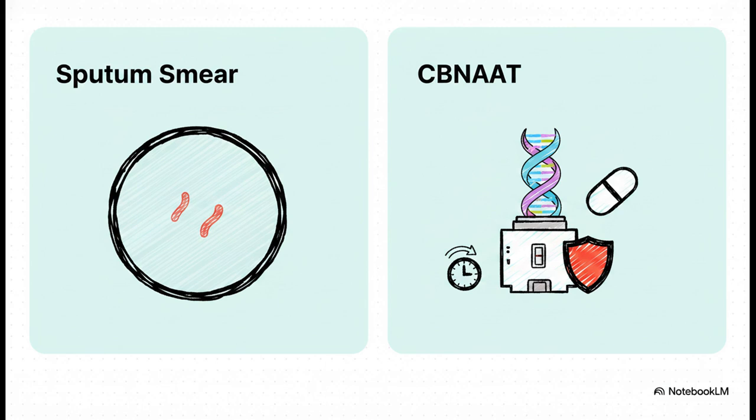But now, we have the CBNAAT, which stands for Cartridge-Based Nucleic Acid Amplification Test. This thing is a total game changer. It doesn't look for whole bacteria, it looks for bacterial DNA. So its sensitivity shoots up, you get a result in under 2 hours, and, this is huge, it tells you right away if the TB is resistant to rifampicin. It is the absolute standard of care.